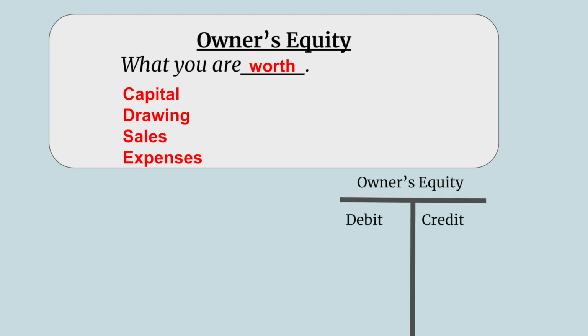Okay, and owner's equity has the same tendencies that liabilities have. So therefore, if you are decreasing your worth, you are going to debit. And if you are increasing it, you are going to credit. So some accounts that decrease owner's equity are expenses and drawing. Whereas on the flip side, when you are increasing your worth, it is adding to capital and getting additional sales. So we have two accounts on either of those sides. Okay, so yep, expenses and sales.